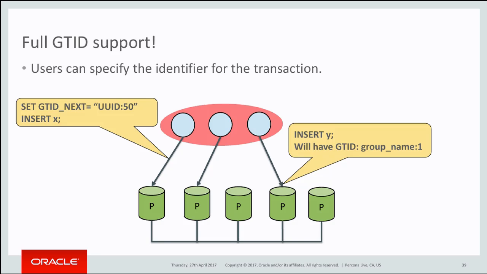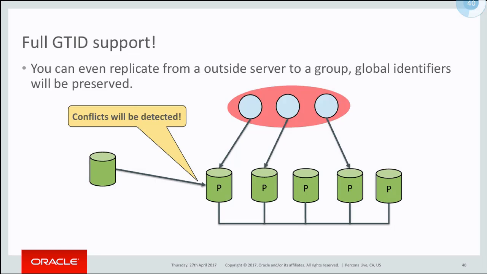So, full support. This also allows us to replicate from an external server. Imagine that you have your old master and you want to migrate from your old master to a group. What is the best or simplest way to do it? You set up your master, set up a group, and you replicate from the master to the group. That is supported, GTIDs are allowed, and everything works. Of course, there will be conflict detection, because that data stream from the master to the group needs to be validated so it will not conflict with the data on the group.